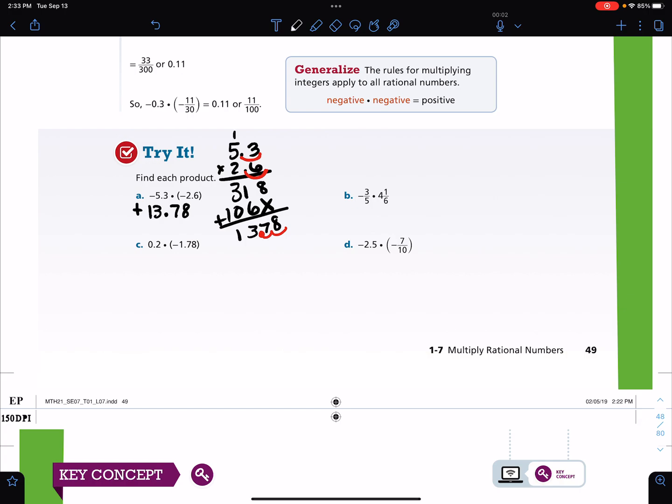13.78. I will tell you that on a computer, they won't want that positive, but that is to help me remember what I'm doing. And then I have an eraser, I just erase it.